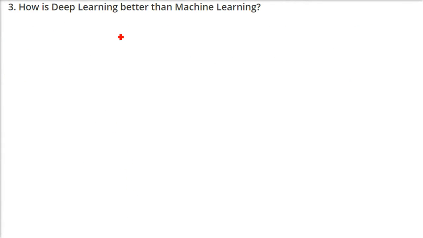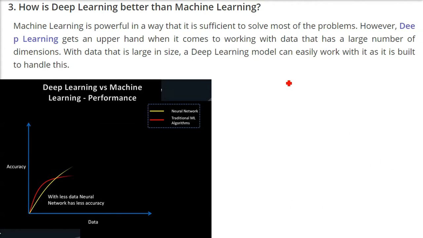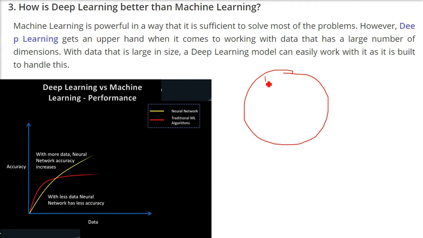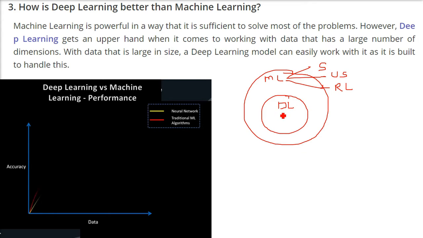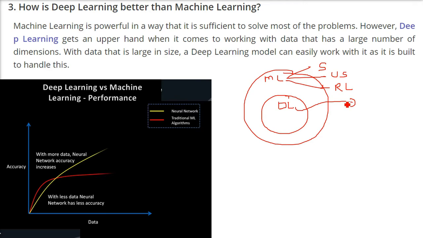How is deep learning better than machine learning? Deep learning is the subset of machine learning, which in turn is the subset of artificial intelligence. Machine learning can be of three types: supervised, unsupervised and reinforcement learning. Inside this we have deep learning. Here it has an upper hand over machine learning, because we are talking about a large number of dimensions. We want to have a machine which is based on general AI or strong AI. We haven't achieved it, but we want it.